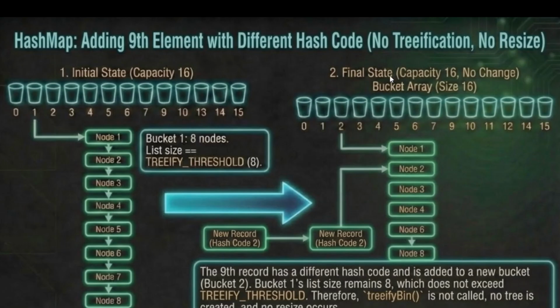No change in the capacity. Capacity no need to change. Why? Because it has not yet met the treeify threshold. No need to call treeify bin. It won't resize. The size will be 16. Just a simple note: whenever the linked list size in the same bucket will be more than the treeify threshold, then only will the capacity be increased up to 64, then it converts to a red black tree.